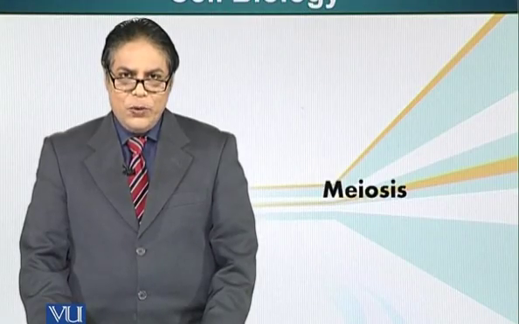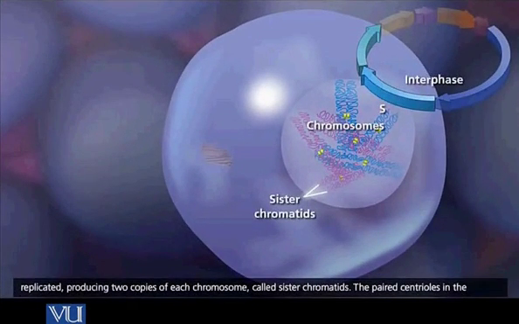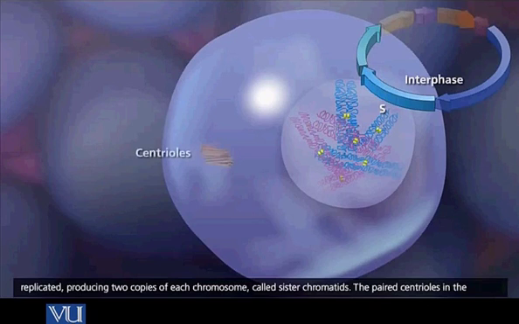Now I would like to show you a video animation of meiosis. So let's look at the video. We are going to start our animation from the S phase. Remember, in S phase, the DNA replicates and the cell proceeds to G2 phase. That's where the cell is going to prepare for meiosis.